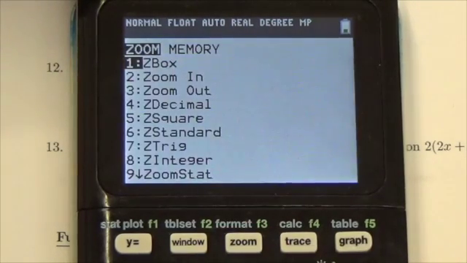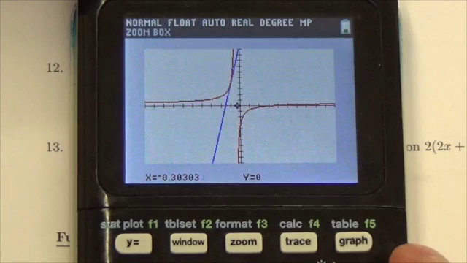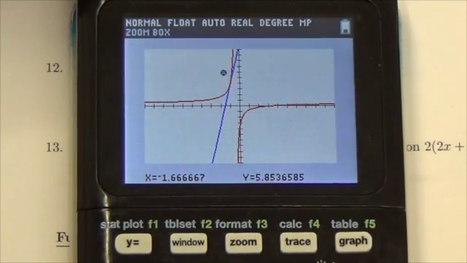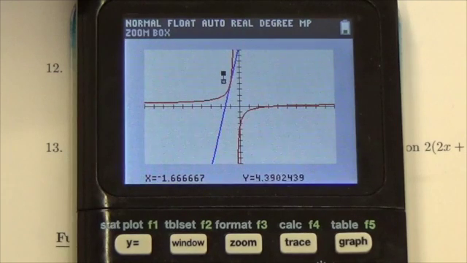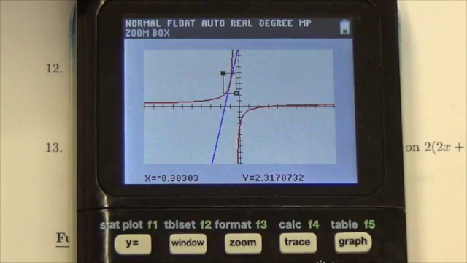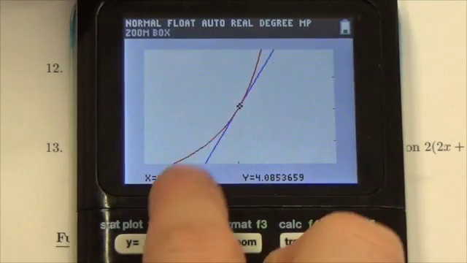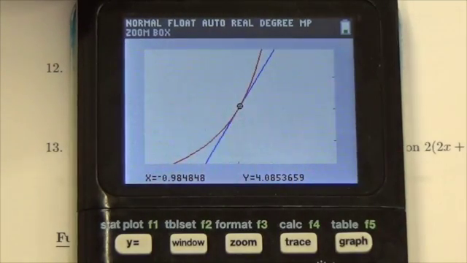I'm going to use zoom box. I like zoom box. I'm going to move up to here and have the calculator zoom in on this little portion right here. Press enter, then come down, and the calculator will zoom in on just that portion that I highlighted. There's the first function, here's the other one, and now that seems much clearer to me. Yeah, it's just running tangent to it. So I'm only getting one solution out of that.